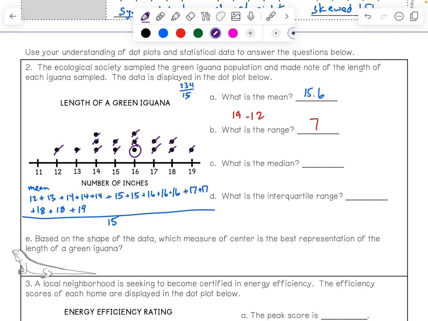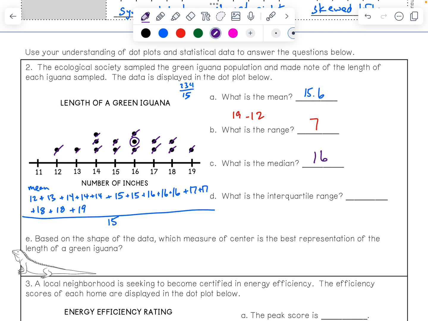And the number in the middle is 16. So the median is 16. And the interquartile range. The interquartile range is the middle of both of the medians and the mean. So, actually, it's probably best to do it this way.